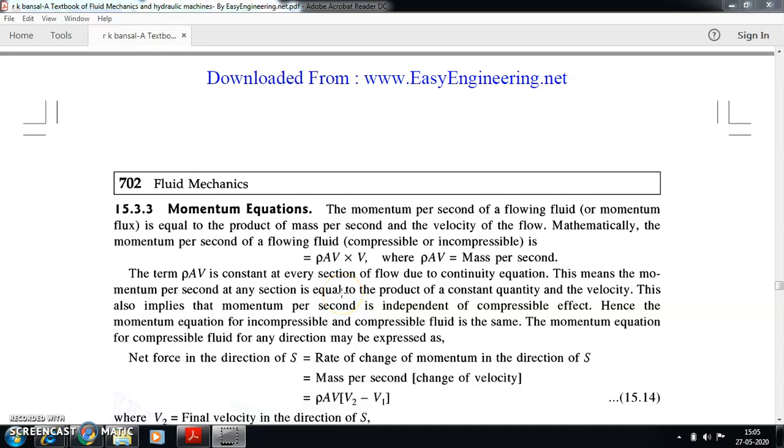In this video we will see the next basic equations used in compressible fluid mechanics, and one of the first equations is the momentum equation.